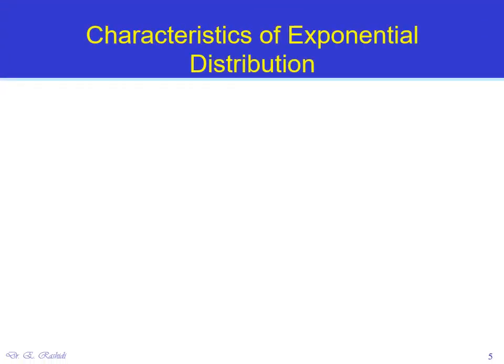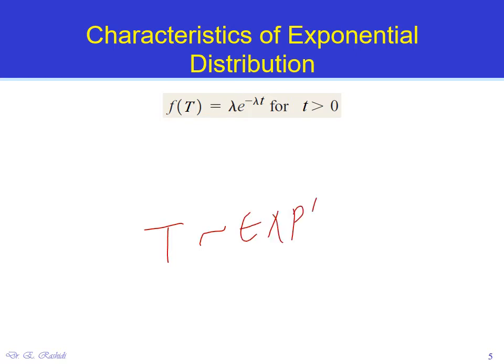Characteristics of exponential distribution. So we learned about the probability density function of exponential distribution, and that's f of t is equal to lambda multiplied by e to the power of negative lambda multiplied by t, for any positive value of t. Here T represents the time interval between two successes, and it's a random variable that follows exponential distribution, represented by parameter lambda.